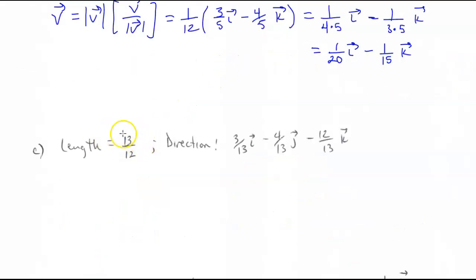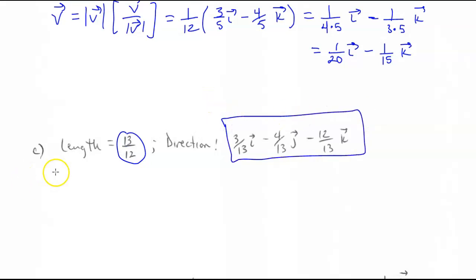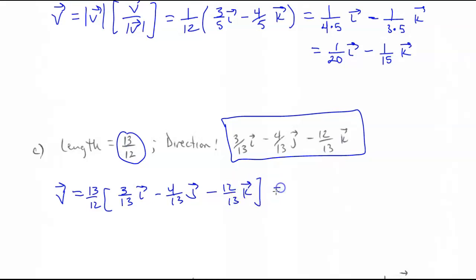For example C, again, all we need to do is take the length and multiply it times the unit vector here. So if I do that, then I just have 13/12 times 3/13 in the i direction minus 4/13 in the j direction minus 12/13 in the k direction. And of course, if I multiply the first term here, the 13s will reduce to 1. And I'll just have 3/12 i. And of course, that's going to reduce to 1/4, but we'll take care of that in the next step.